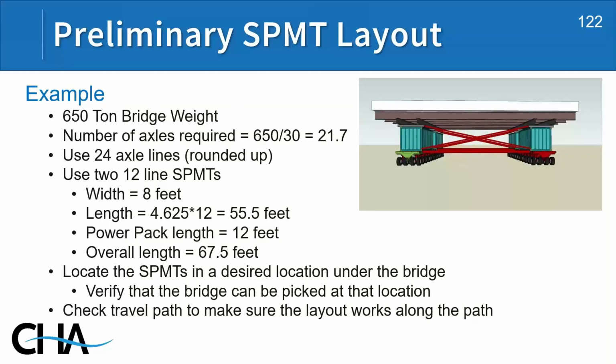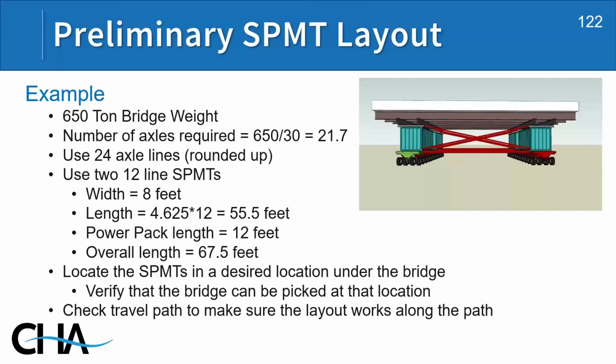So let's go through an example for a preliminary layout. We have a bridge superstructure. We have a bridge, total weight of the superstructure is 650 tons. So to calculate the number of axles required, or number of lines required, it's quite simply 650 divided by 30 tons, which is a recommended maximum design for each axle line. So we come up with 21.7. So we round up to the nearest 3. Typically, SPMTs are in units of 3. So we're recommending using 24 axle lines. So we're proposing to use 2 12-line SPMTs.